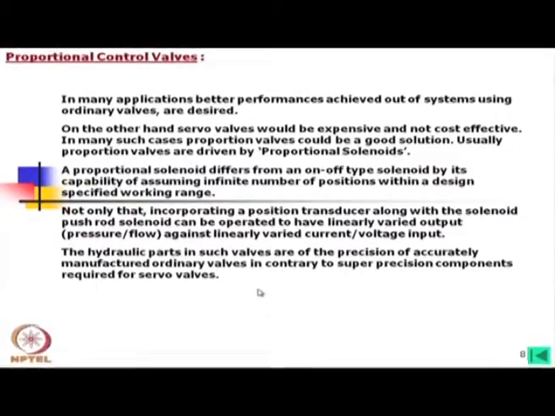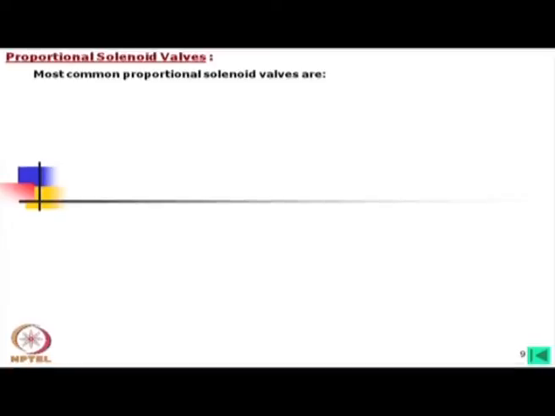The hydraulic parts in such valves are accurately manufactured ordinary valves, in contrast to the super precision components required for servo valves. Now, the most common proportional solenoid valves are, first, the proportional pressure relief valve. In this case we can control the pressure proportionally to the input.